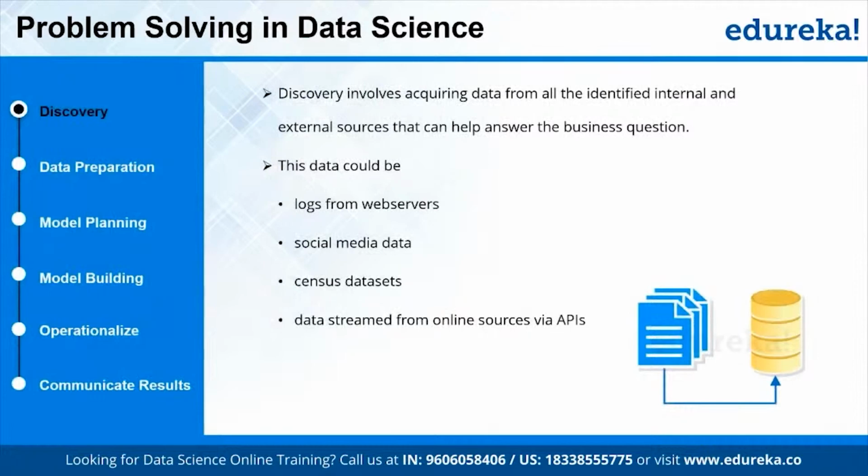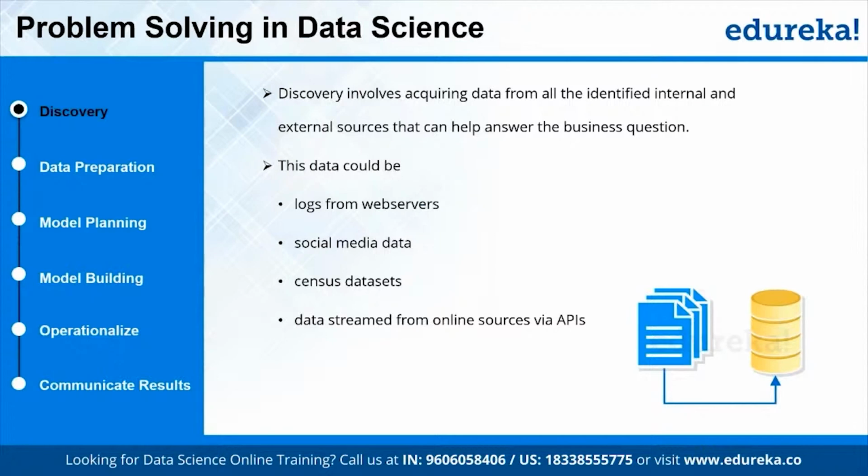First of all, discovery. Discovery involves acquiring data from all the identified internal and external data sources. Say you know that the data is not enough and we need more data. In that case, you will be doing the integration with third parties and getting the data, or you'll say we need this detail as well. This data can come from web servers, social media data, census data sets, or any kind of data. First of all, collect enough data.